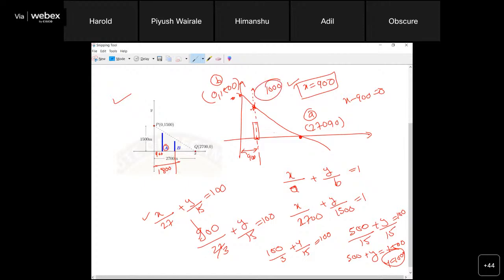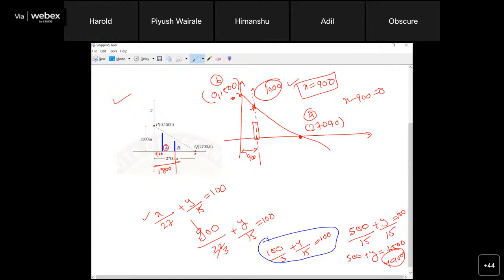And same how can you do for 15? Which one? 500 by 15. Okay, I'm just doing simplification here. So up till this point you got it, right?